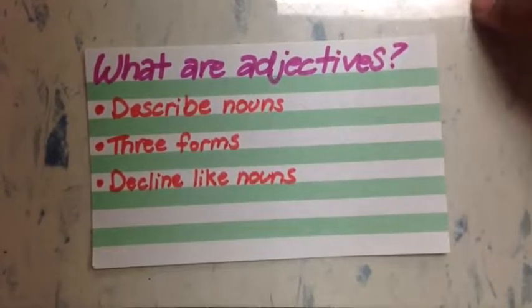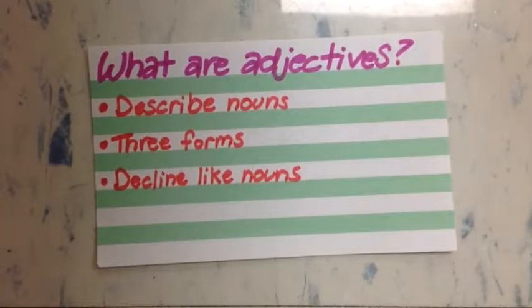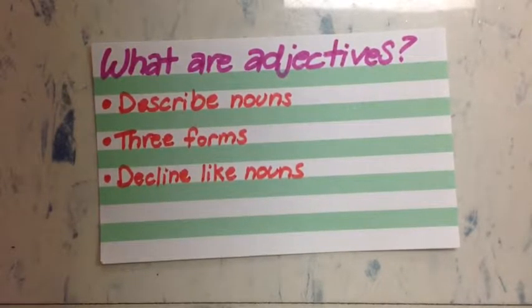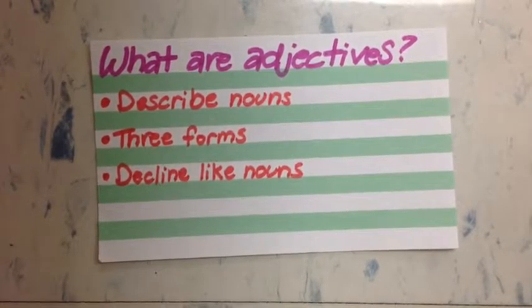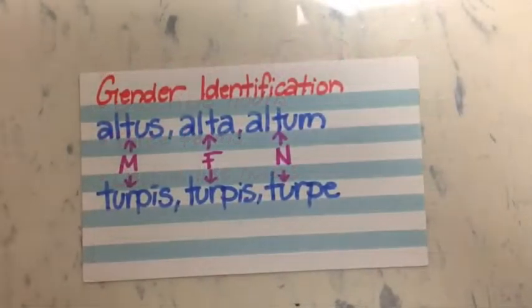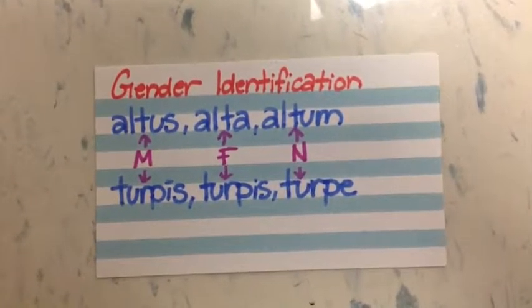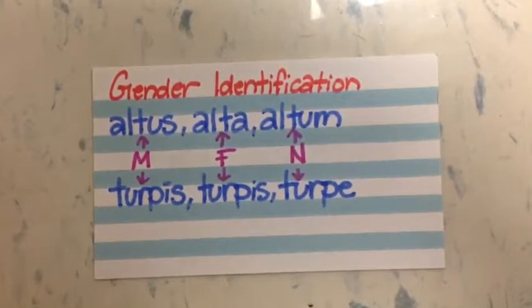Now we'll be talking about adjectives. What are adjectives? Adjectives describe nouns. In Latin, they have 3 forms, and they decline just like nouns. So now we're going to look at the 3 parts that adjectives have. And they have these parts to help with gender identification.